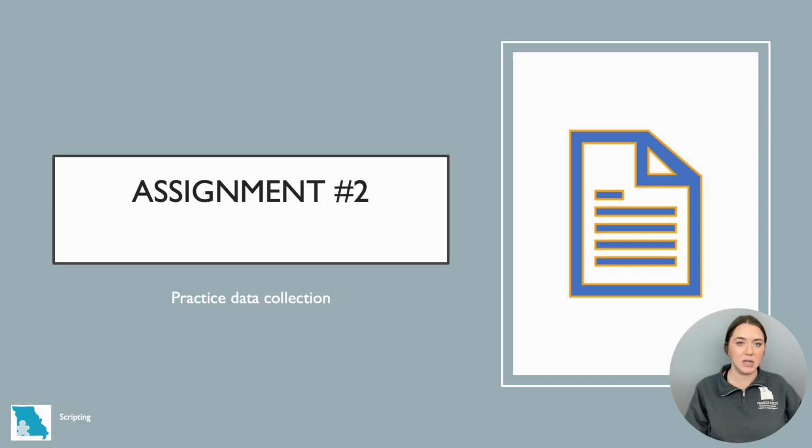So for assignment number 2, we're going to practice taking data. We are going to watch a video of a social script being implemented, and then we're going to go over the data that we took over that video. And then we're going to watch a second video, and that's going to be your opportunity to take data on that video and that social script intervention. And then that assignment is what you're going to turn into the assignments folder on Blackboard.